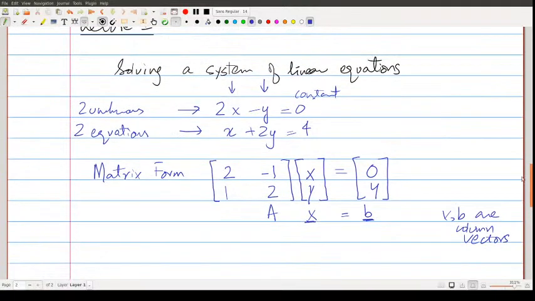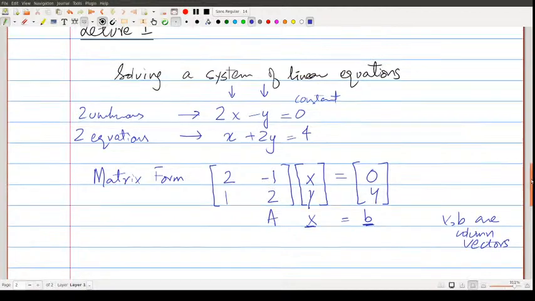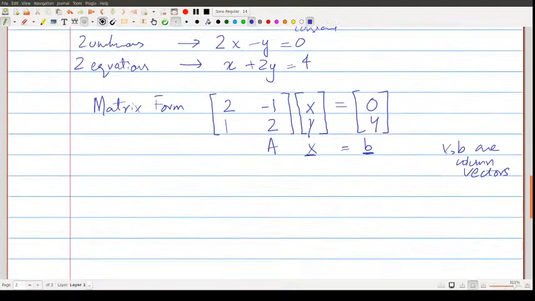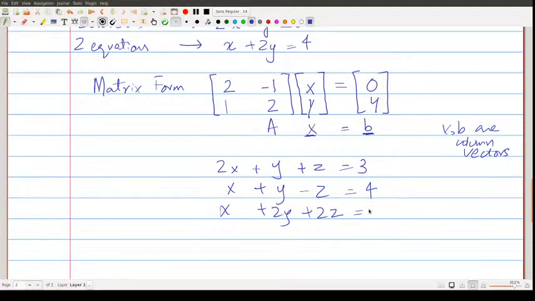So we're interested in really solving this system of equations, and this is a very simple system. This you can solve by elimination, by substitution. You know these methods and you can easily do that. What we're looking for is to find a method to solve this system that we can generalize to higher dimensions easily. So if now I move from 2 equations and 2 unknowns to 3 equations and 3 unknowns, so perhaps 2x plus y plus z is equal to 3, and then x plus y minus z is equal to 4, and x plus 2y plus 2z is equal to 5, right?